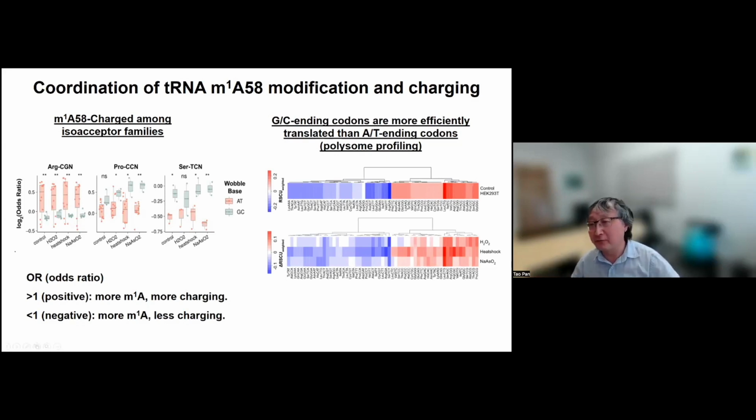And it turns out that if you look at the polysome profile, there's a very strong preference. The ribosomes love to read the GC-ending codons, at the third codon position, versus AU-ending codons.